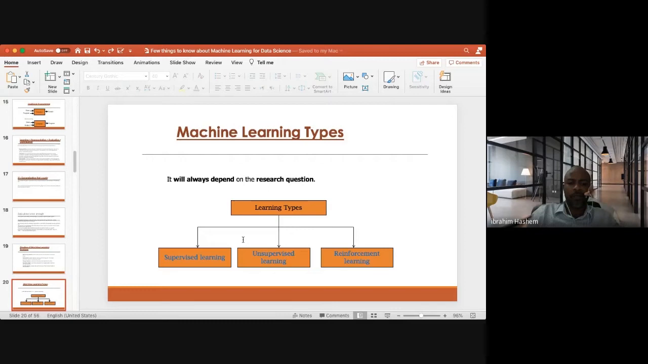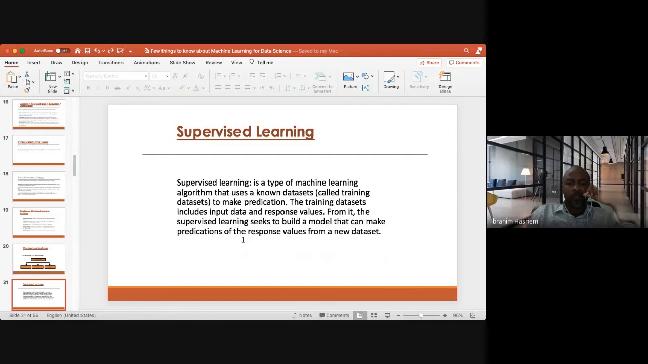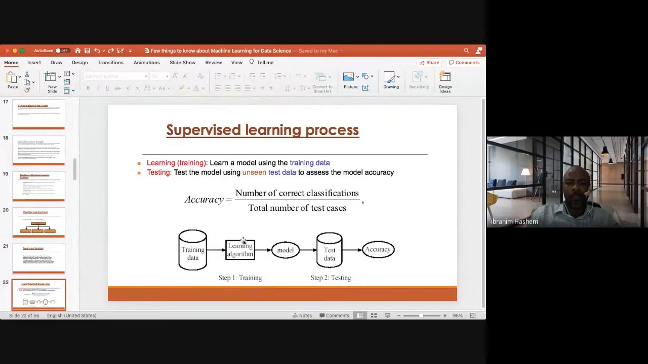It is one of the trends nowadays, reinforcement learning. So this is just what I have talked about, supervised learning and how we can use it. It's a classification-based kind of algorithm. As I said, we have a learning model, which is the training set, and we have the test set. With the training set, we learn a model using the training data, and with testing, we test the model using unseen test data, meaning the data without the class label or dependent variable.